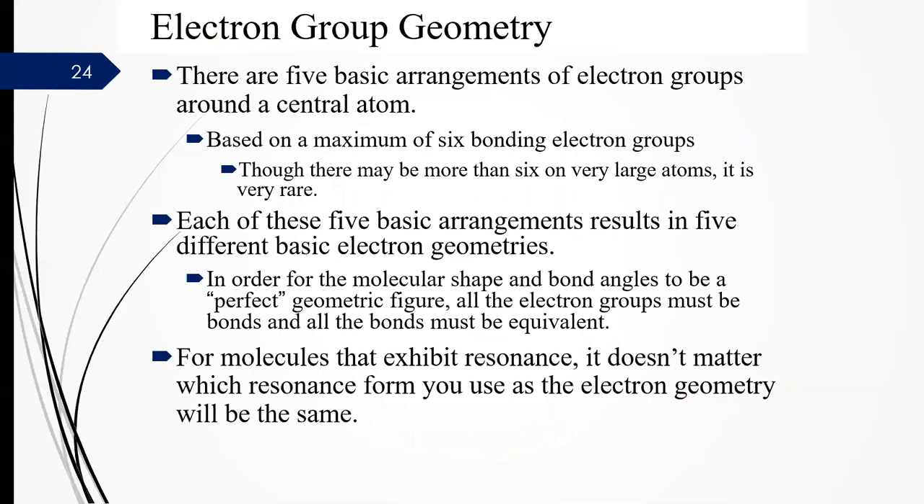Now there are 5 basic arrangements of our electron geometries. This is because we're looking at a maximum of 6 bonding electron groups. There are much larger ones, but they're very rare, and so we're not going to worry about them for our class. These 5 basic arrangements give us our 5 base geometries, and each one gets its own name. Now, when you have resonance, because it doesn't change the number of electrons or the number of things attached, it doesn't matter which resonance structure you use for your electron geometry, they should all be the same. If they're not all the same, then you don't have good resonance structures.